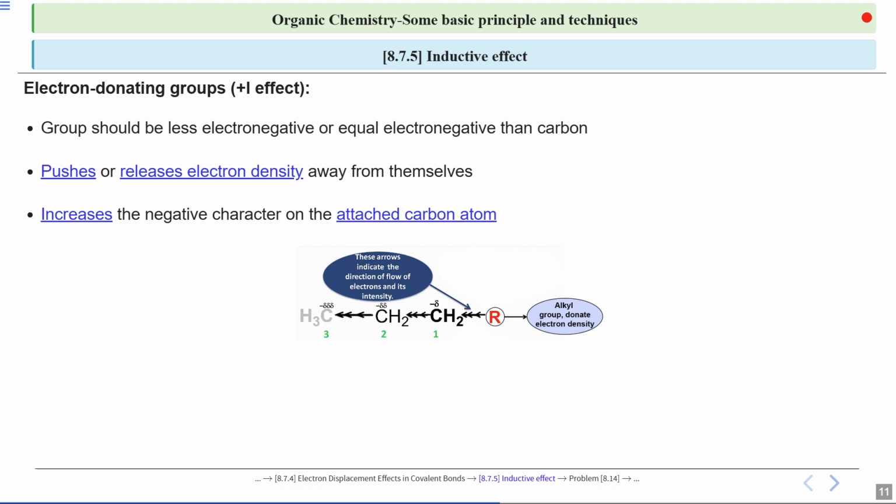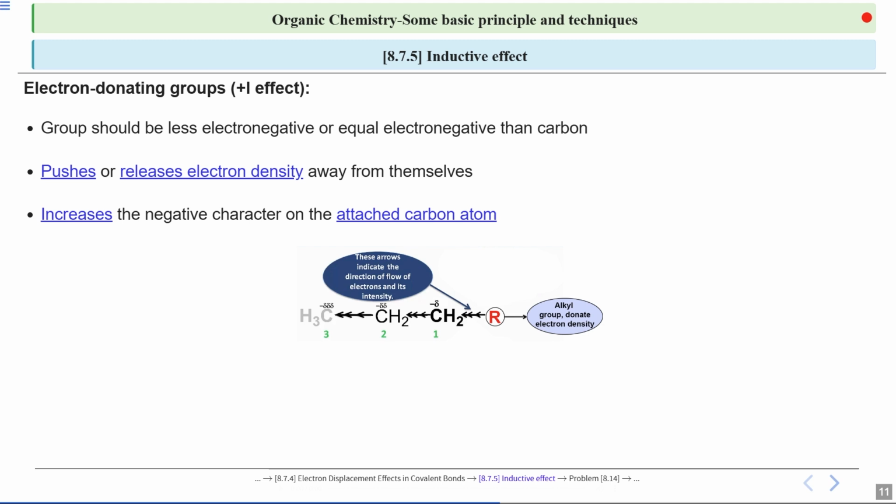Now in this case, rather than attaching a chlorine to the chain of 3 carbons, we have attached an R group. So this R group will donate electron density. This R group will have an electronegativity equal to the carbon or lower than the carbon. So these are the only two possibilities. The third possibility is not considered at all. As a result of that, they will show a plus I effect.